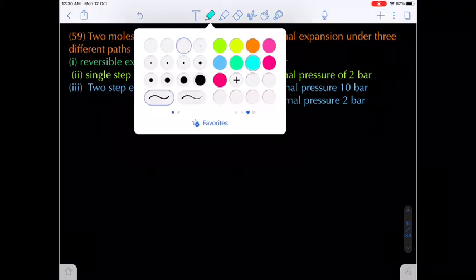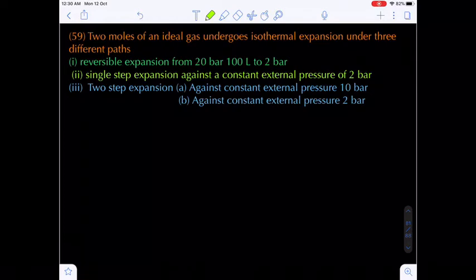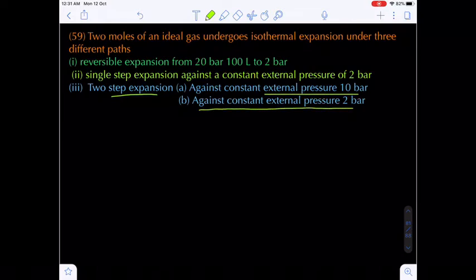In question number 59, 2 moles of ideal gas undergo isothermal expansion under 3 different conditions, under 3 different paths. First path, reversible expansion from 20 bar, 100 liter to 2 bar. Next, single step expansion against a constant external pressure of 2 bar, and 2-step expansion. In the first step, expansion against an external pressure of 10 bar, and next one against a constant external pressure of 2 bar. So these are 3 important different questions. Okay, let's see one by one.